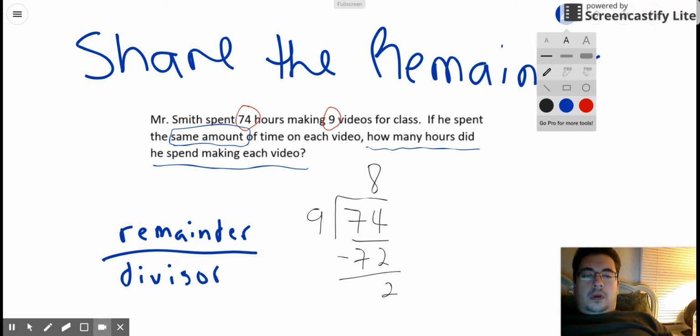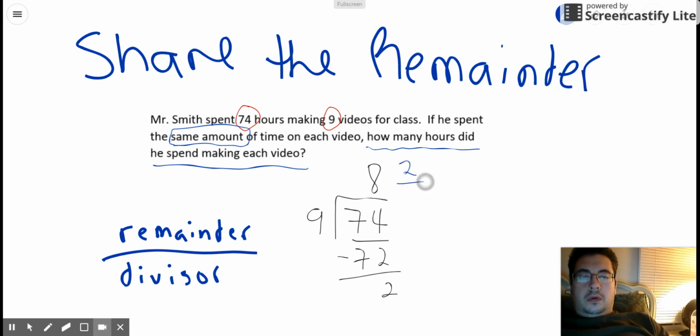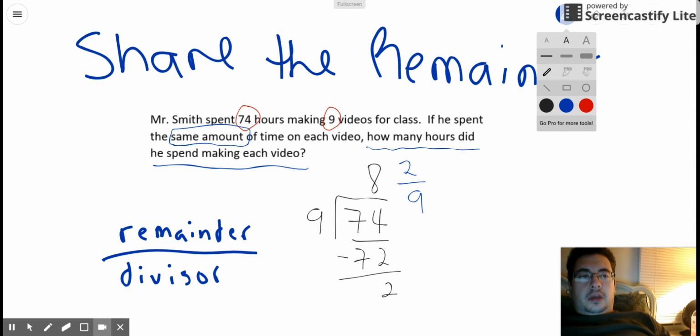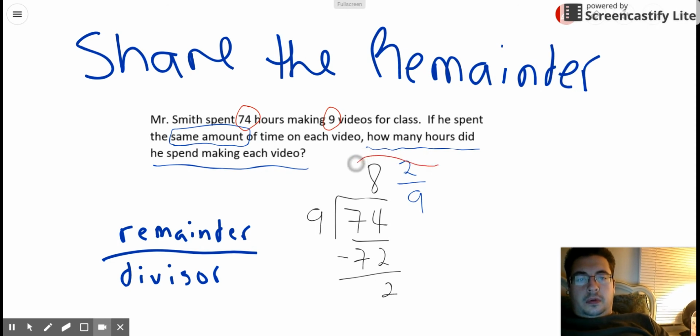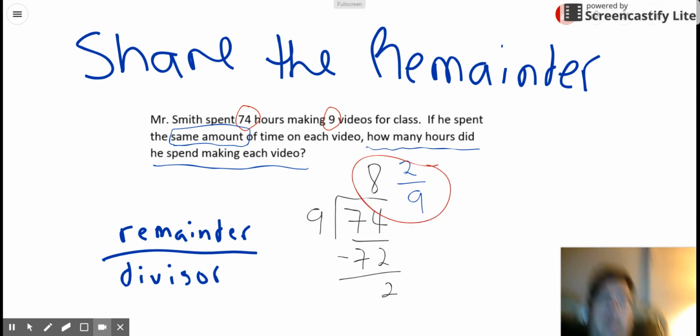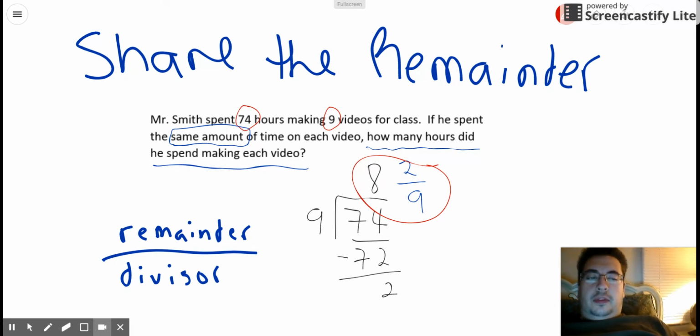So our remainder is 2. Our divisor is 9. And so we put that all together. We have 8 and 2/9.